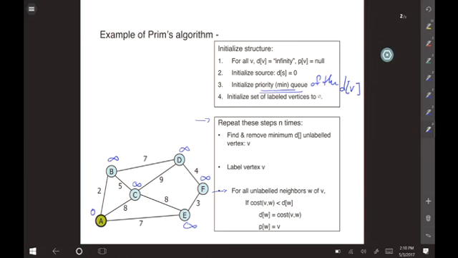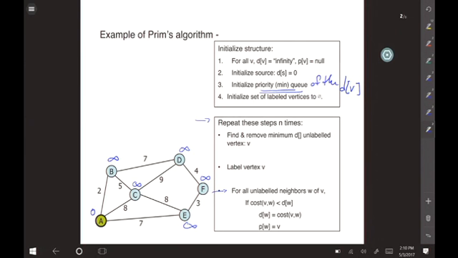Find and remove the minimum D unlabeled vertex. Which vertex is it? Please say it. This is our last chance. Which vertex has the least cost associated with it? A is right. Very good.